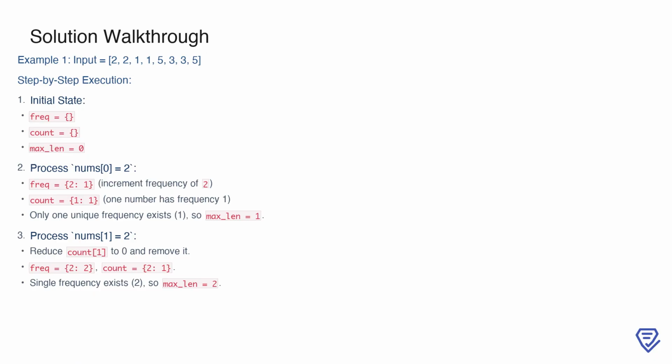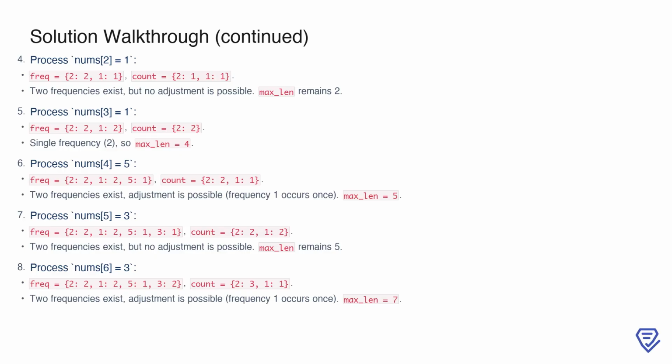Next, when we process another 2, its frequency increases to 2. We adjust count by reducing the count of frequency 1 and removing it, then updating count to {2: 1}. Again, there's only one unique frequency, so max_len is updated to 2. When we process the number 1, its frequency becomes 1, updating frequency to {2: 2, 1: 1}, and count to {2: 1, 1: 1}. Now, there are two frequencies, but no adjustment can make all frequencies equal, so max_len remains 2. Then, the next one is processed, and its frequency increases to 2.